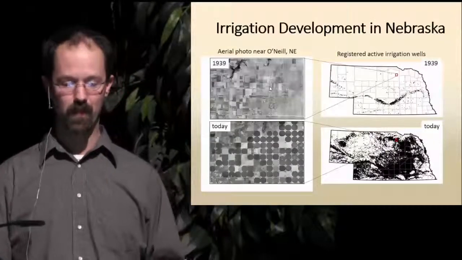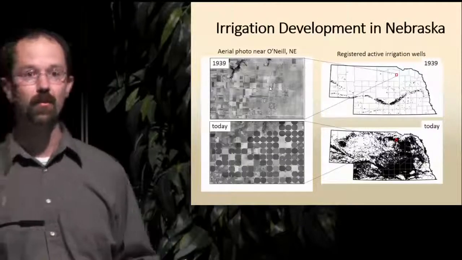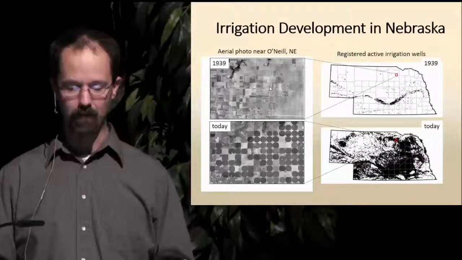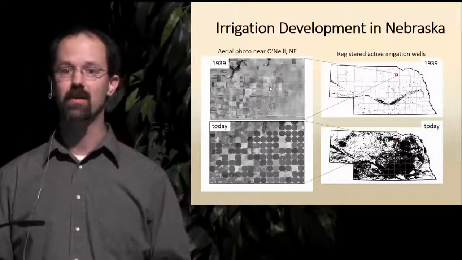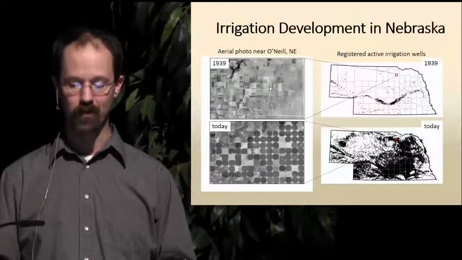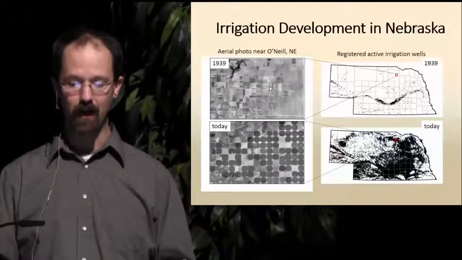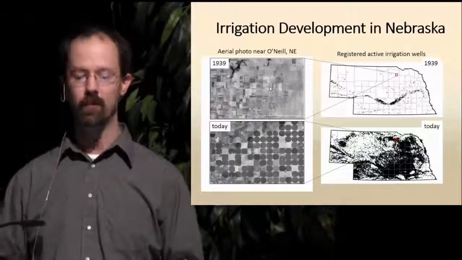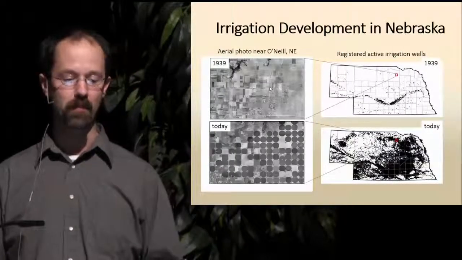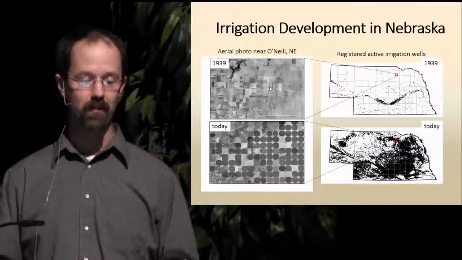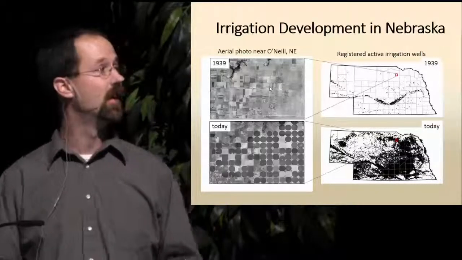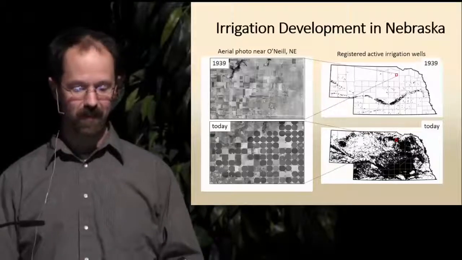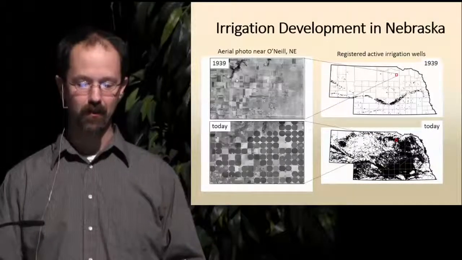So shortly after World War II, groundwater irrigation began to expand on the High Plains. The technology was developed both for drilling and for pumping, and we moved from what was predominantly dryland farming back in the 1930s. If you look at this upper image, this is outside of O'Neill, Nebraska.